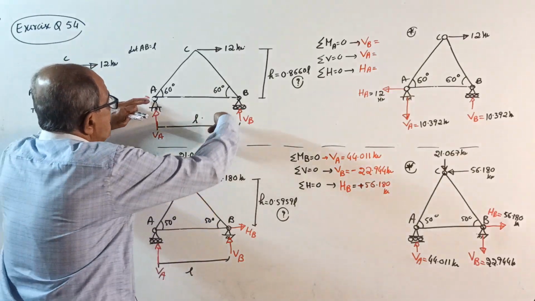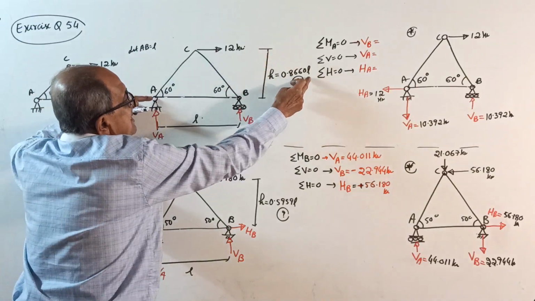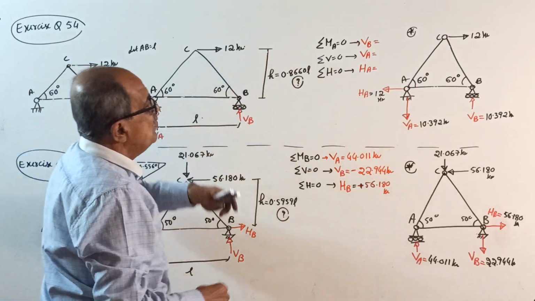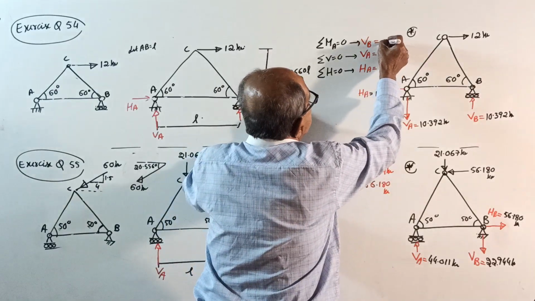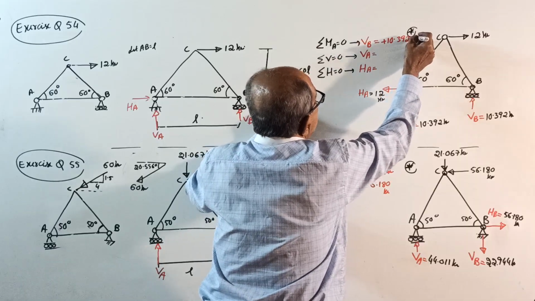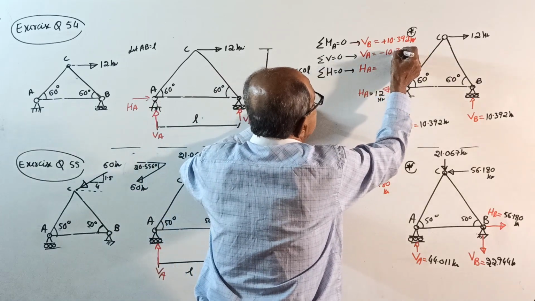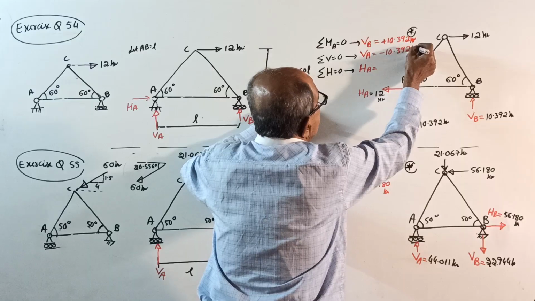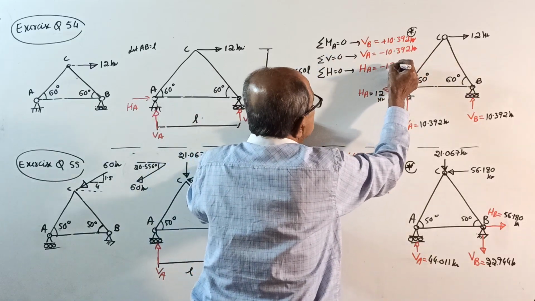Okay, start. Minus VB into L plus 12 into height H in terms of L equal to 0. VB will come 10.392. I already calculated, why? Time saving. 10.392 kilonewton. Sigma V equal to 0, VA will come minus 10.392 kilonewton. Sigma H equal to 0, HA will come minus 12 kilonewton.